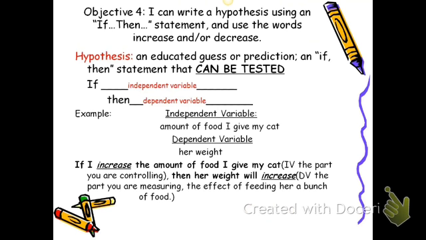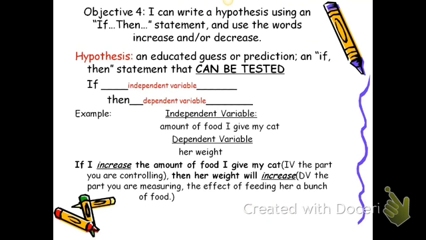You can also change it. If I decrease the amount of food I give my cat, then her weight will decrease. And maybe you think if you increase the amount of food you give your cat, then her weight will decrease. Either way, all of those hypotheses are correct.